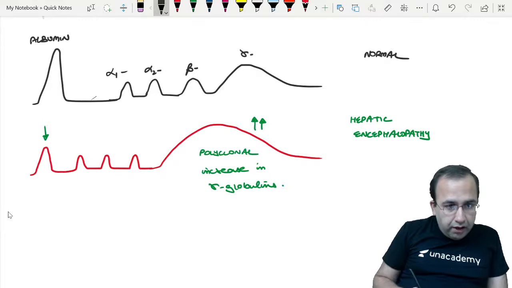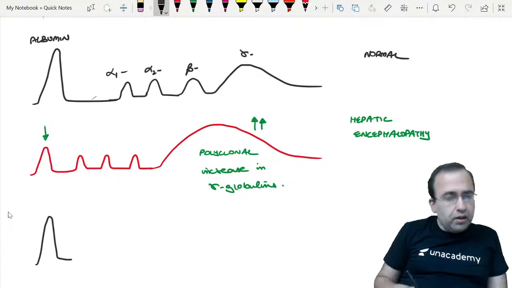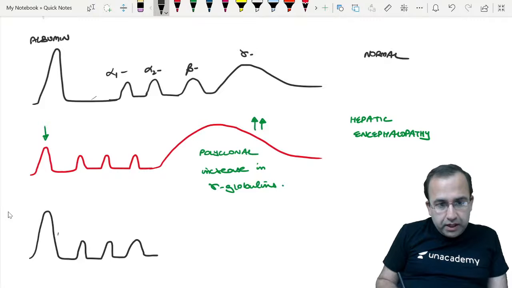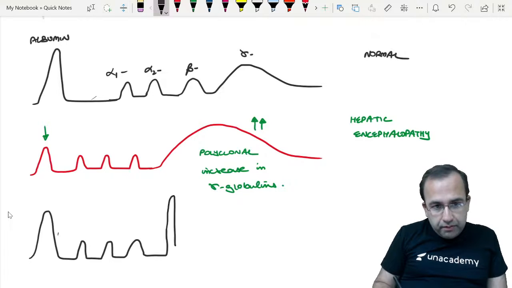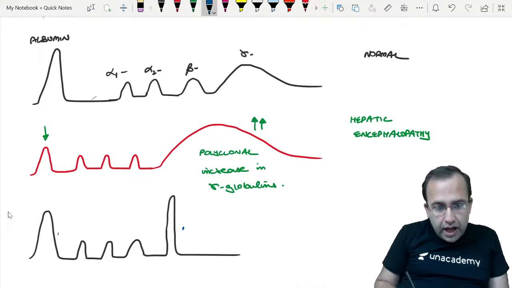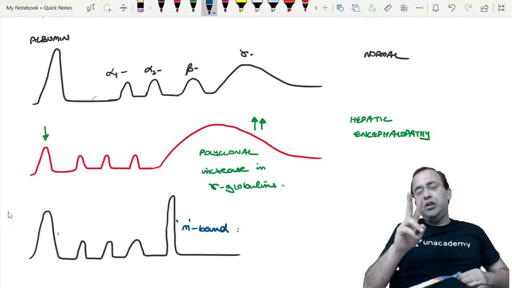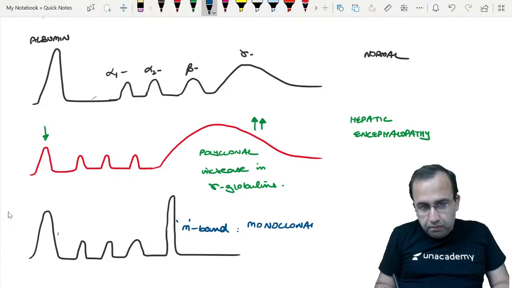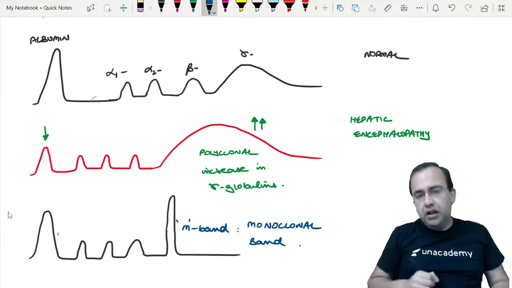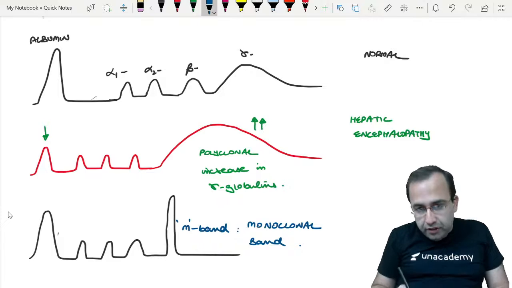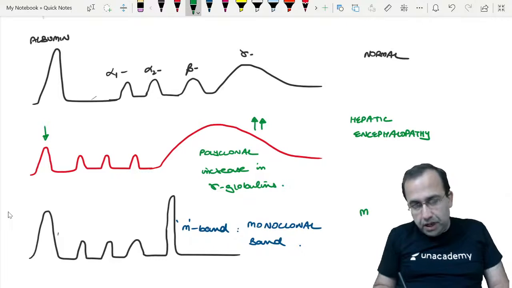Next, now have a look at this. Albumin. Let me draw this again. Albumin, alpha 1 globulin, alpha 2 globulin, beta globulins, and gamma globulin. This was your favorite. What you see here is an M band. M stands for monoclonal band in the gamma region. It was not IgM or myeloma. M was monoclonal band in the gamma region, which is making a diagnosis of multiple myeloma.